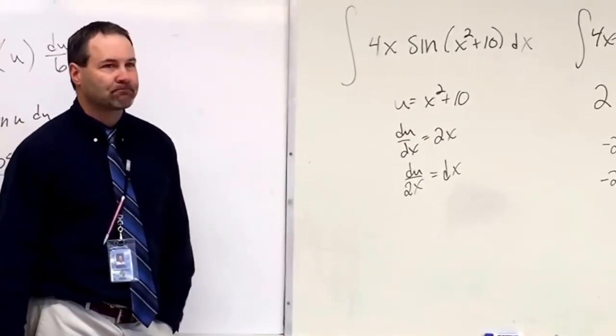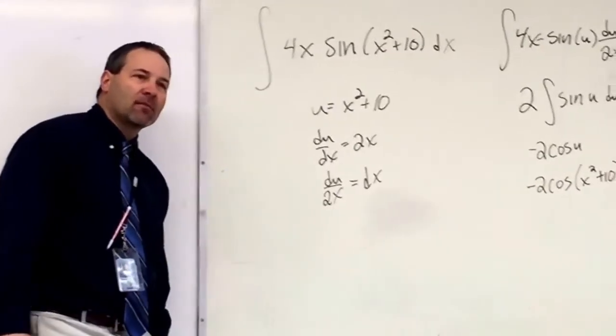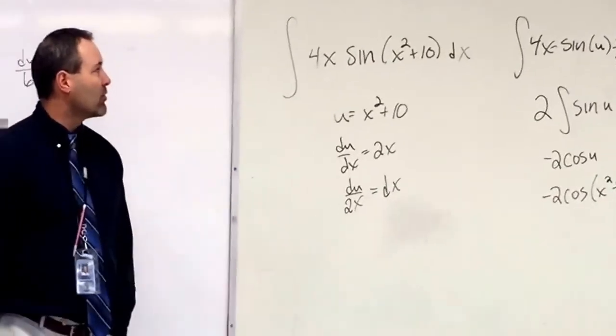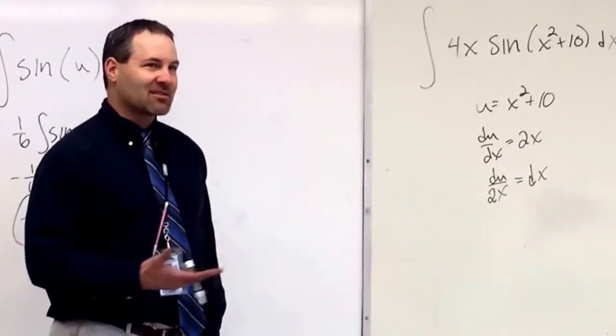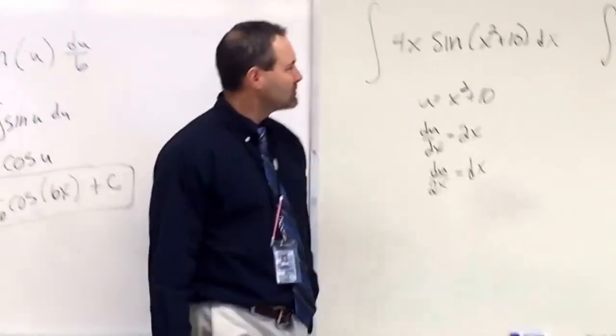What if it was just sine of x squared plus 10? That was the integral. Then it would be more difficult than this, because it wouldn't be solved using u substitution. Can you show that? Don't worry about that right now.